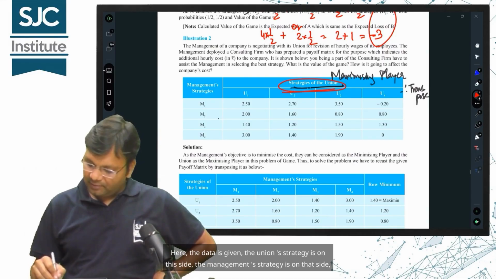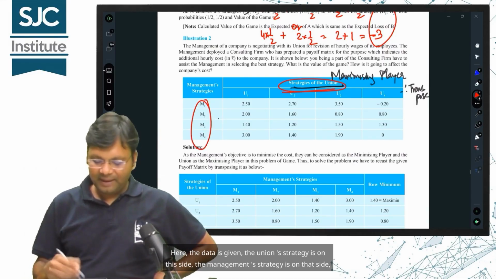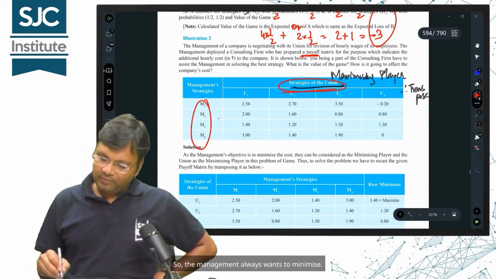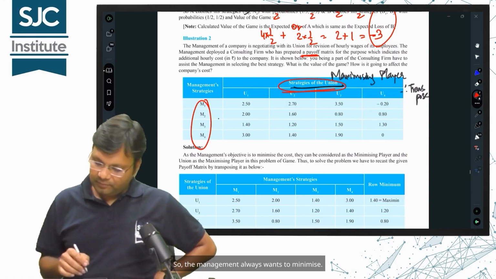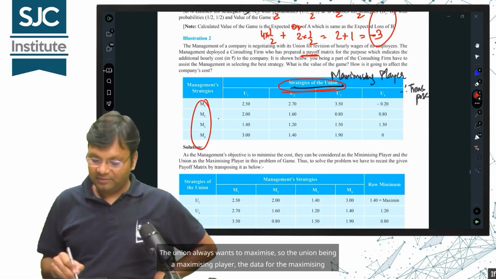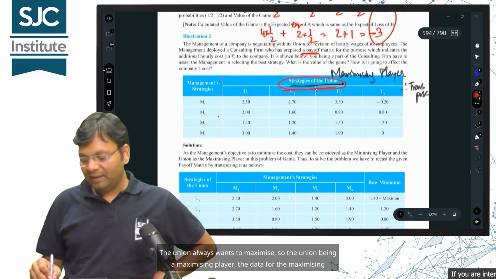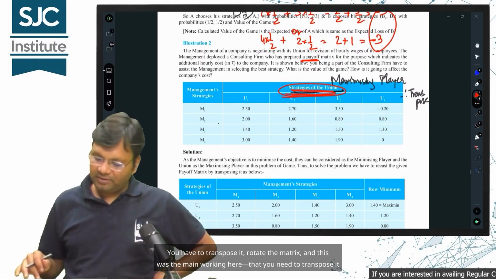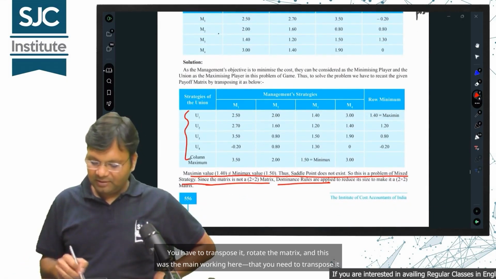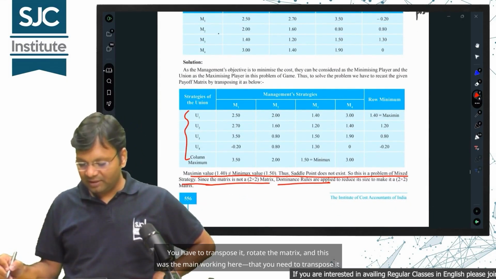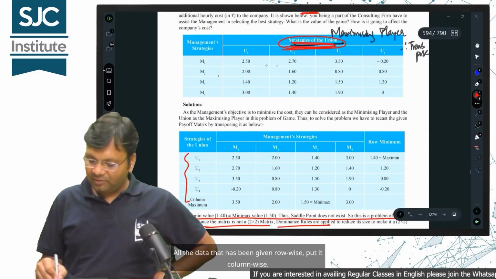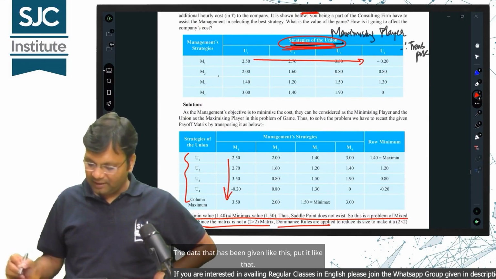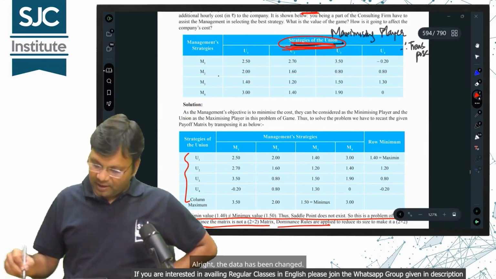Here, the data is given, the union strategy is on this side, the management strategy is on that side, and this is the payoff given. So, the management always wants to minimize. The union always wants to maximize, so the union being a maximizing player, the data for the maximizing player cannot be on this side. You have to transpose it, rotate the matrix, and this was the main working here, that you need to transpose it. All the data that has been given row-wise, put it column-wise. The data that has been given like this, put it like that. Alright, the data has been changed.